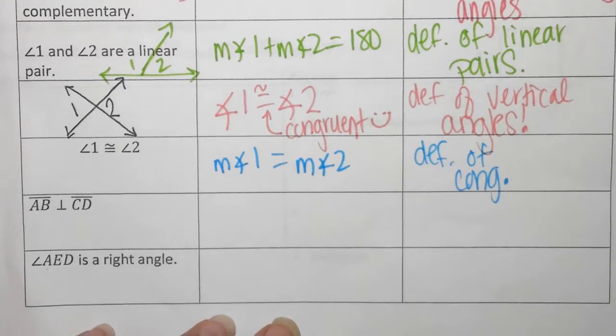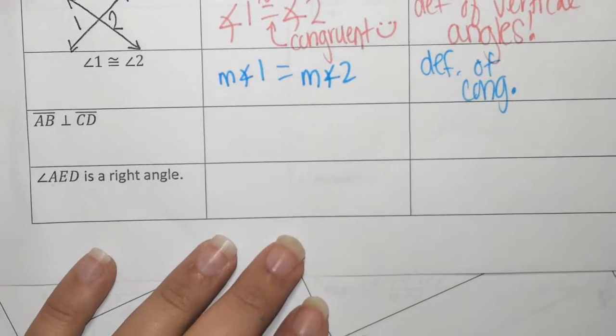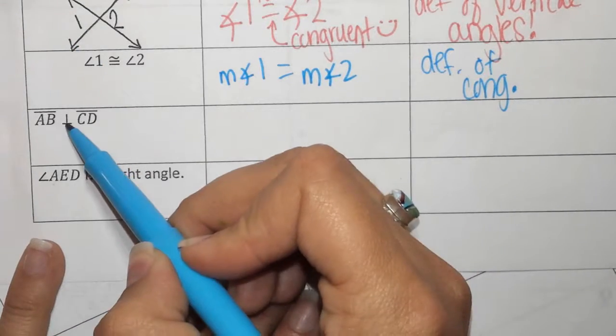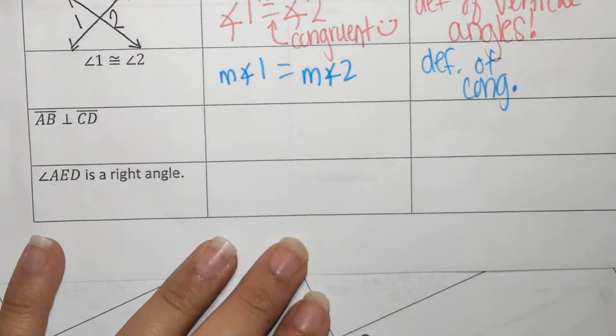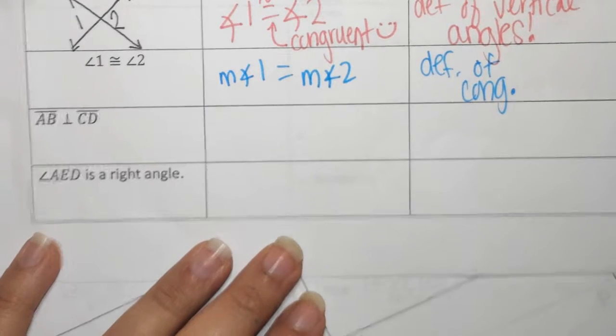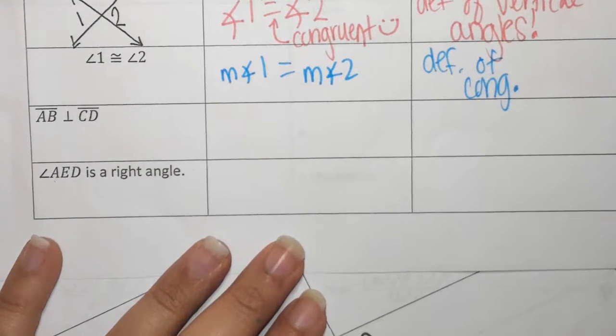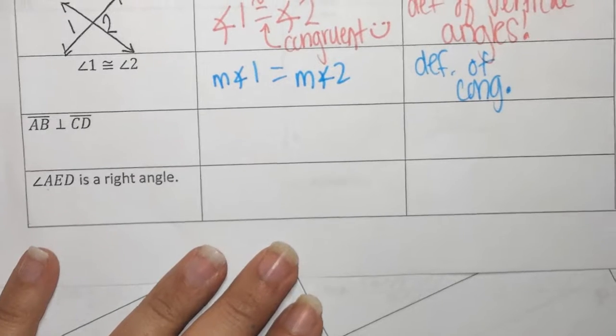For 2 whole points. Can anybody tell me what this symbol means? Perpendicular. Take 2 points. I said that. No, you didn't. You have a very distinctive voice.